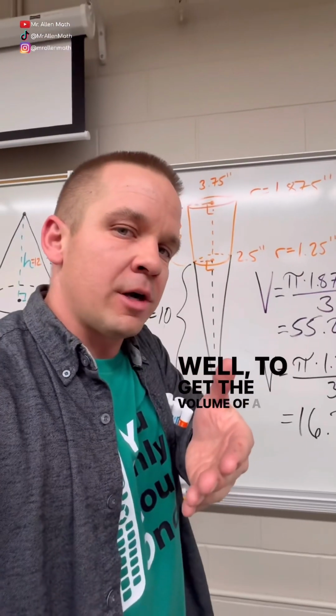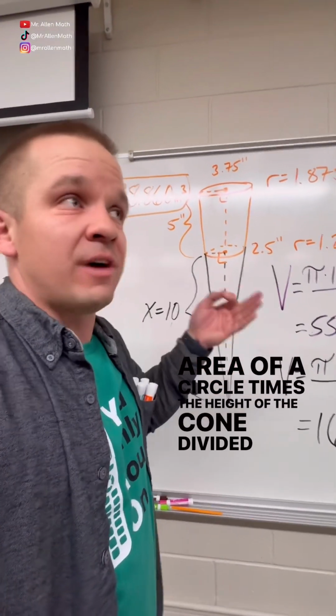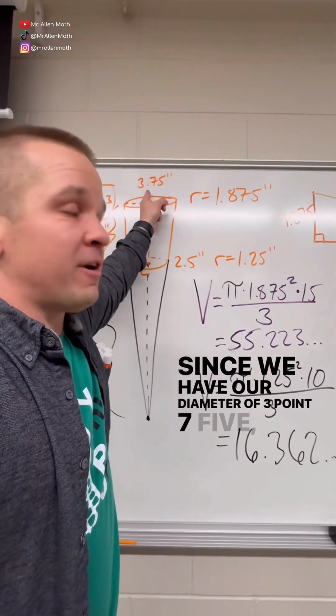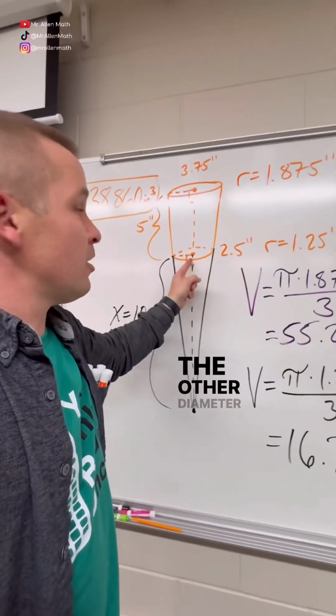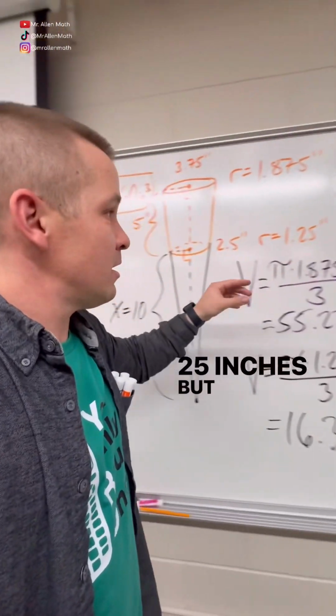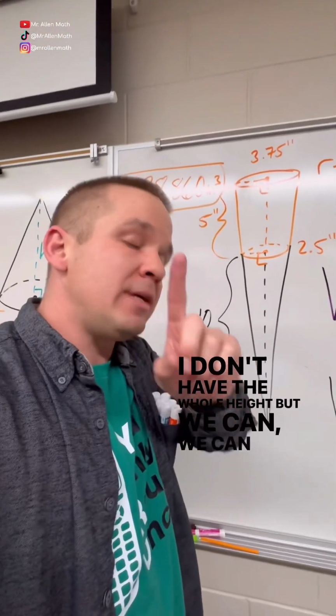Well, to get the volume of a cone, it's pi r squared, the area of a circle, times the height of the cone divided by 3. So I need the radius, I need the height. Since we have our diameter of 3.75, got the radius there. The other diameter is 2.5, so my radius is 1.25 inches. But I've got this 5 inches here. I don't have the whole height, but we can math that up.